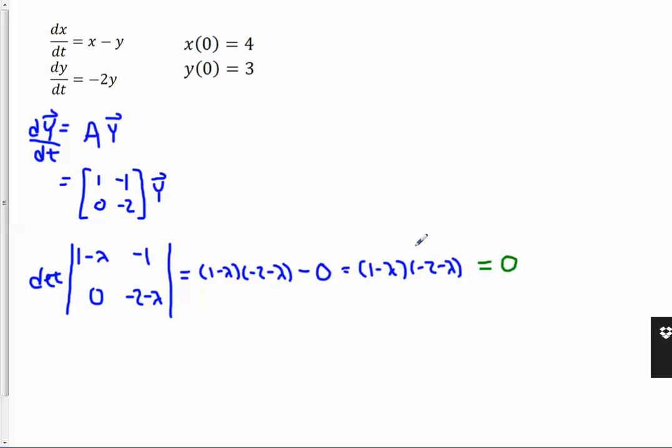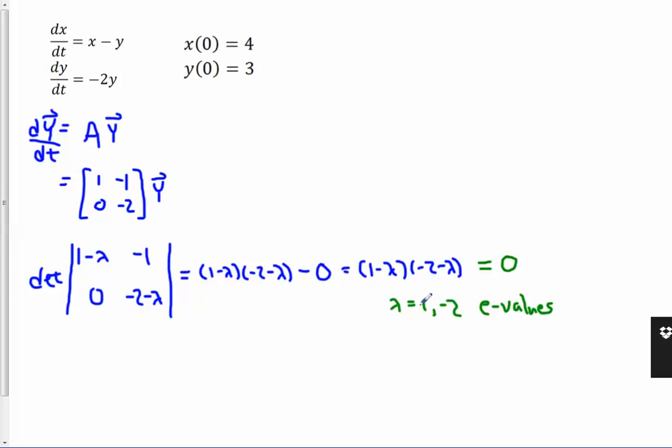Now this one is nice. It's already factored for us. So we get lambda is either 1 or -2. These are the two eigenvalues. You don't always have to get 2, but we did in this case. If you start with a 2 by 2 matrix, you'll always end up with a quadratic, but this one was already factored for us. In general, you might have to use the quadratic formula or factor it yourself. So we got two real solutions.